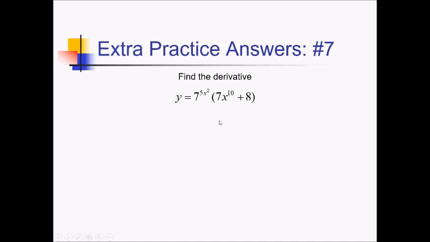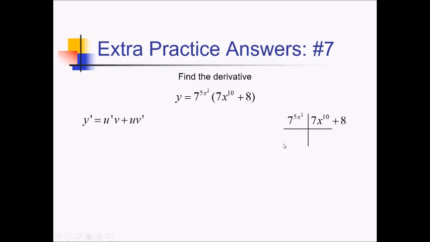To find the derivative of this function, we're going to have to use the product rule, u prime v plus u v prime. Setting up a box and ribbon for that, we have our two factors, 7 to the 5x squared, and our other one is going to be 7x to the 10th plus 8 over here. Now we take their derivatives. This is 7 to the something. This is a chain rule here. So the derivative of that, the outer derivative, would be 7 to the something times ln of 7.